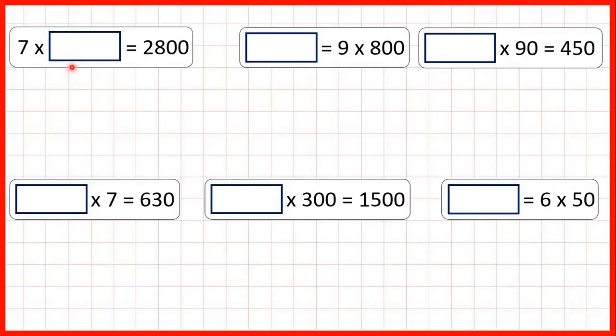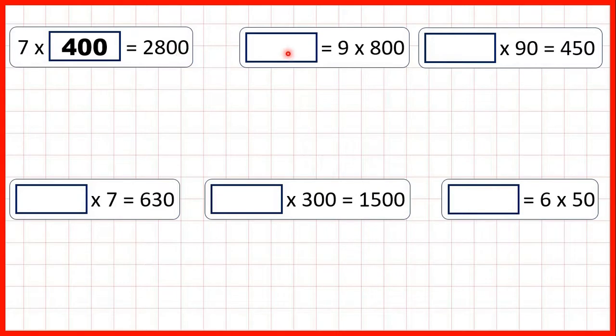Now here we have some missing number problems for multiplying multiples of 10 or 100. So first, 7 times what equals 2,800? Well, 7 times 4 is 28, but then because we have two end zeros in the answer to our multiplication, we must need two end zeros in the question. So our missing number is 400. That's because 7 times 4 is 28, and then we need two end zeros in our multiplication question because we have two end zeros in our answer.